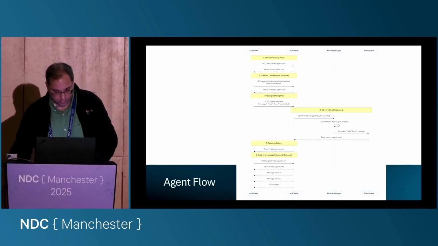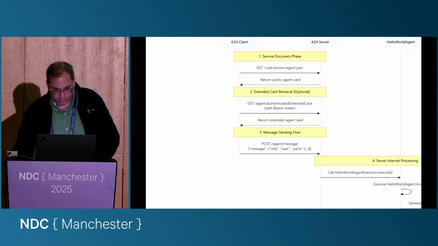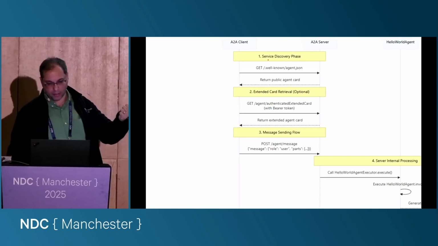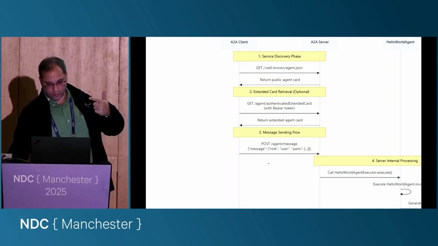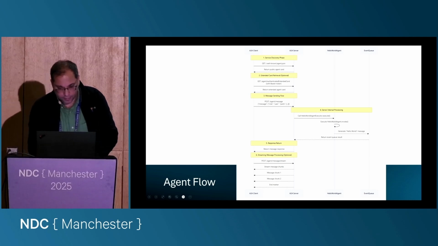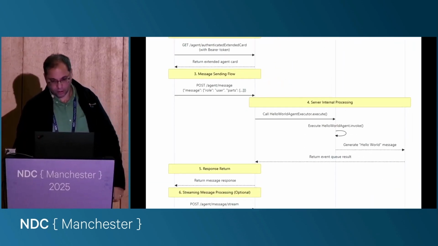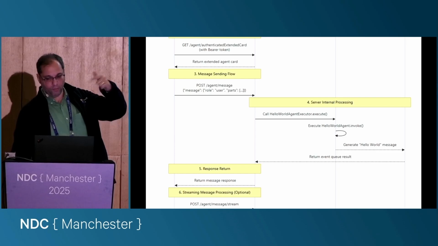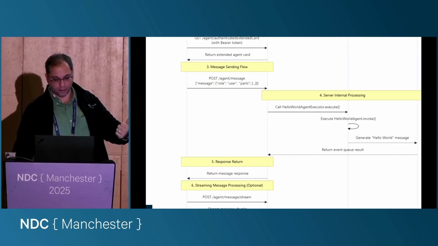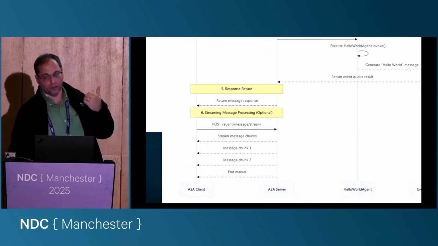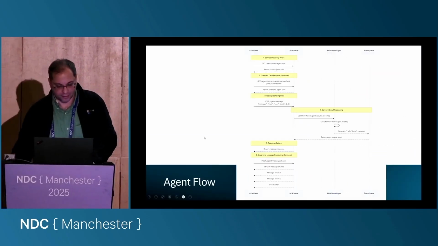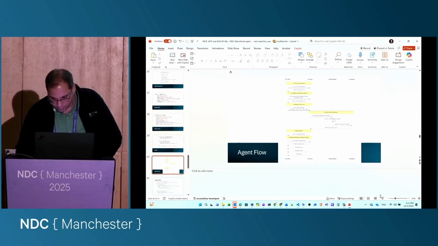So again, here's an example of it. You've got the A2A agent calling the server, discovery, get back the card, retrieval, and then sending a message. Zoom in here, and then it calls the hello world agent execute, invokes that method, generates hello world, going to the agent, and returns back the results, basically. And then you could stream those chunks of messages too, if you want to, basically. I think my mouse is moving, that's why. Sorry.